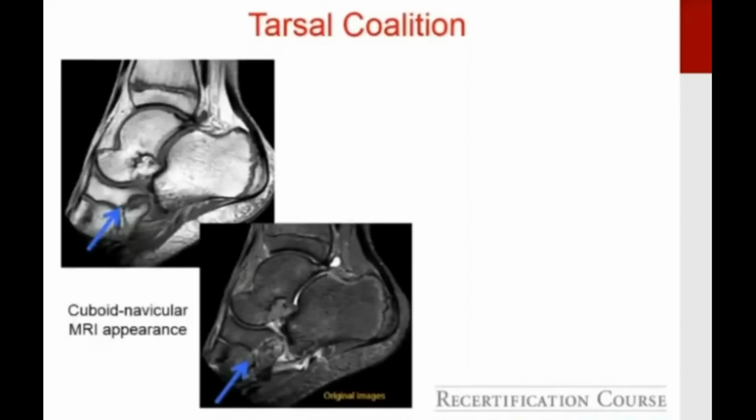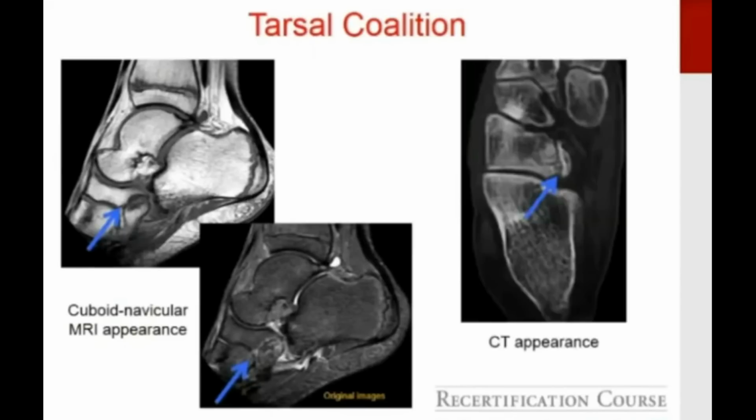This is a tarsal coalition of the tarsonavicular bone with the cuboid. And again, you see this undulating, irregular cortex, abnormal cartilage, and then subchondral marrow edema associated with the abnormal stresses across the joint. We can also see this on CT, where we see this irregular undulating cortex with subchondral cystic change and sclerosis on either side of the fibrous coalition.